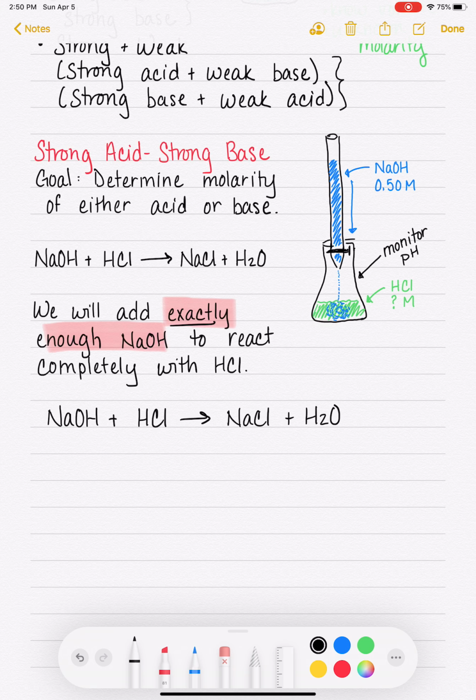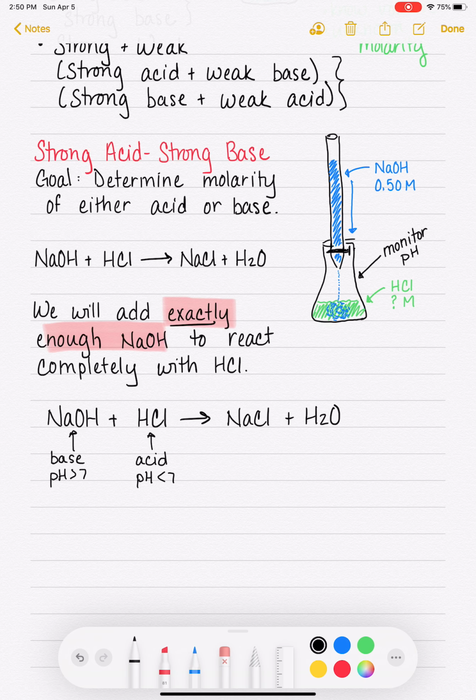We know, even though we don't know how many moles of HCl are in the flask, that HCl is an acid, and therefore it has a pH that is something less than 7. So we could put a pH meter inside that hydrochloric acid solution, and it's going to give us a number that's something less than 7. We know that our sodium hydroxide is a base, which means that it has a pH of greater than 7.